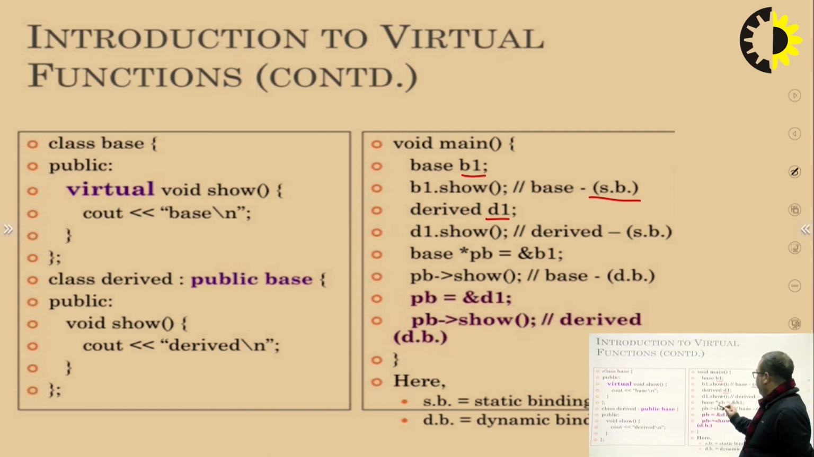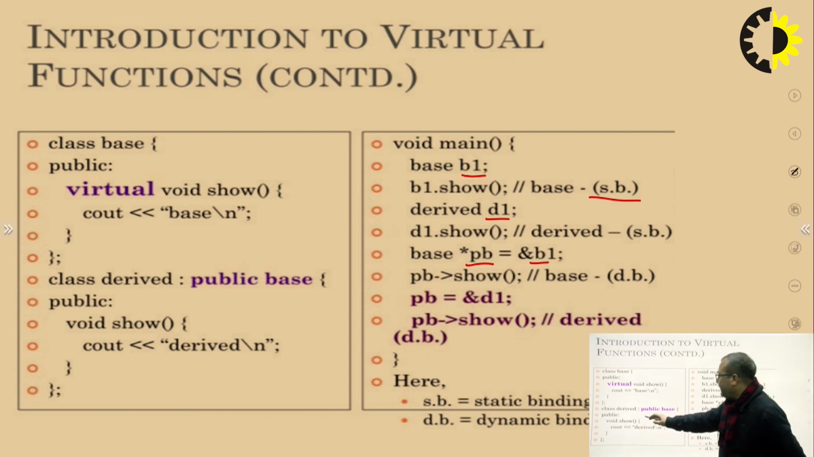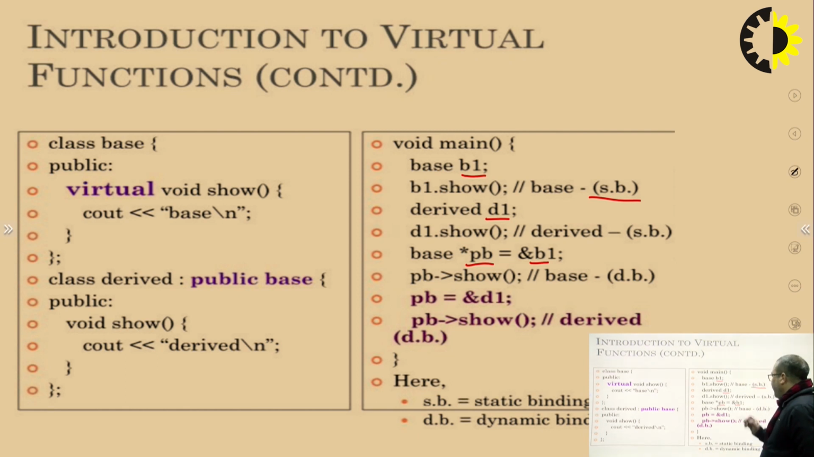Now we have created a base class pointer PB in which we have assigned the address of the base class object B1, and this PB could also store the address of the derived class object. Now, because in PB we have assigned the address of the base class object, if you invoke the show function like this, it will of course display the base.